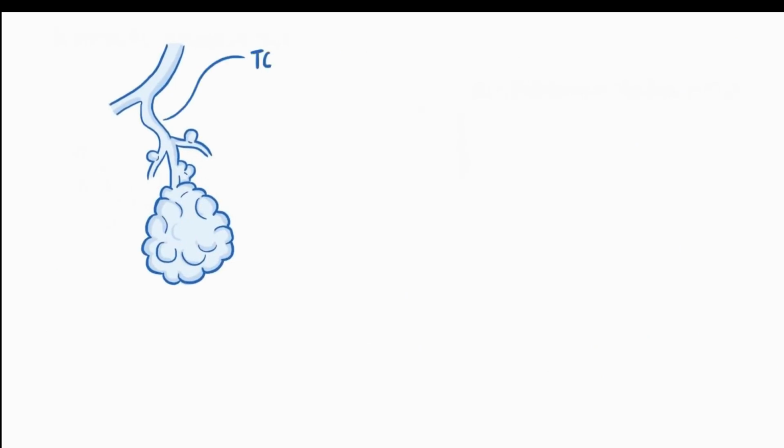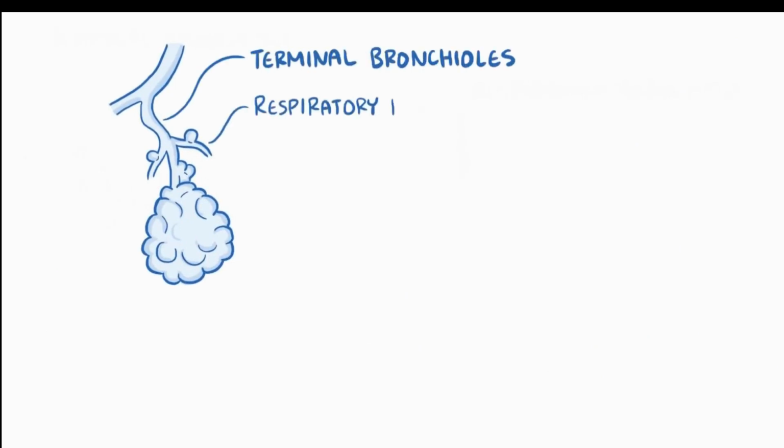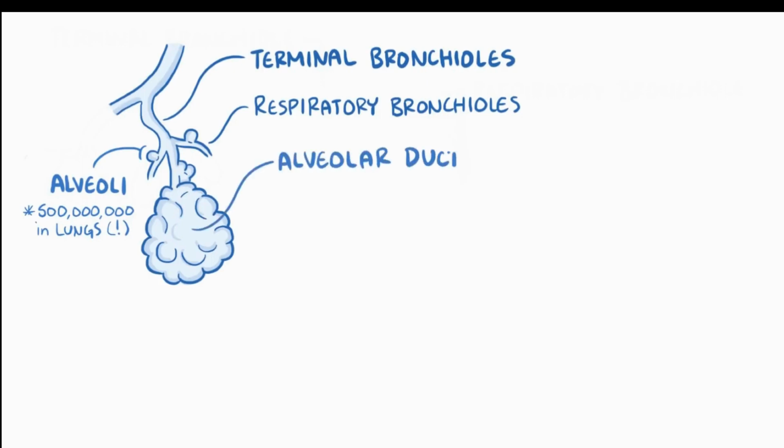The last part of the conducting bronchioles are the terminal bronchioles, and then after that, air gets to the respiratory bronchioles, which are unique because they have tiny outpouchings that bud off from their walls. These outpouchings are called alveoli, and there are about 500 million of them in the lungs. Eventually, the respiratory bronchioles end when there's nothing but alveoli. At that point, the airway is called an alveolar duct, rather than a respiratory bronchiole, and this is the final destination of the inhaled air.